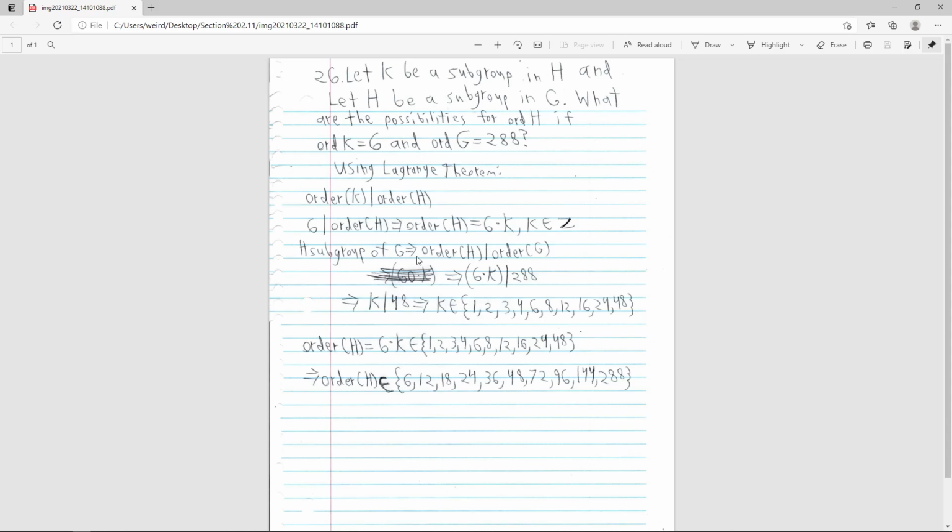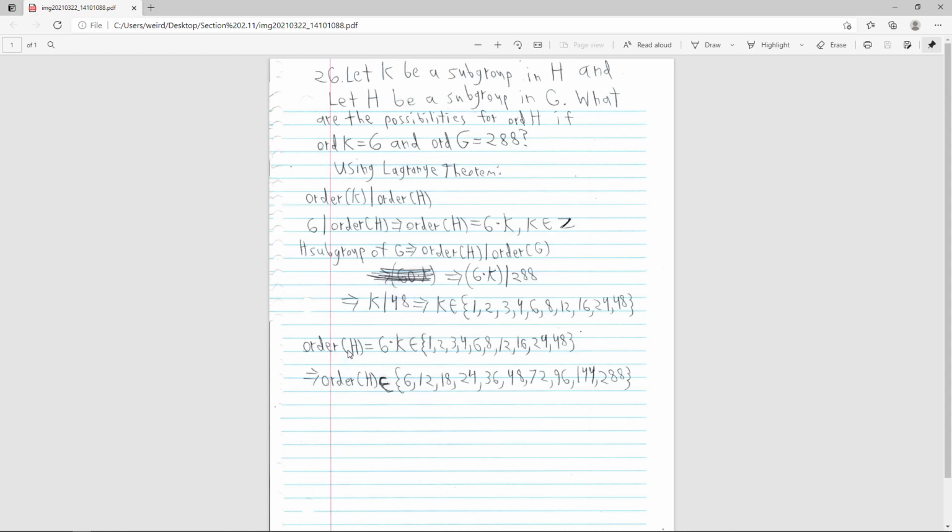H subgroup of G implies order H divides order of G. So 6K divides 288, so that means K divides 48. Simplifying it down, 288 divided by 6 gives you 48. So K divides 48. So K is in 1, 2, 3, 4, 6, 8, 12, 16, 24, 48, all those numbers.